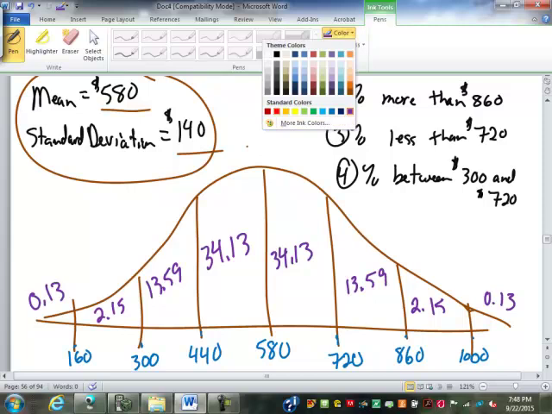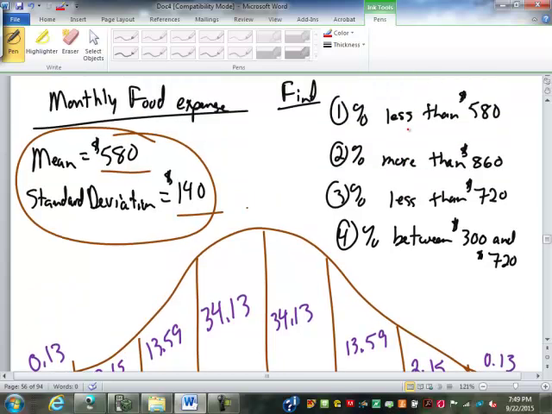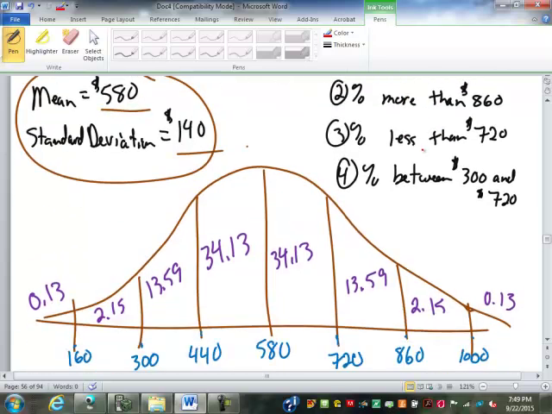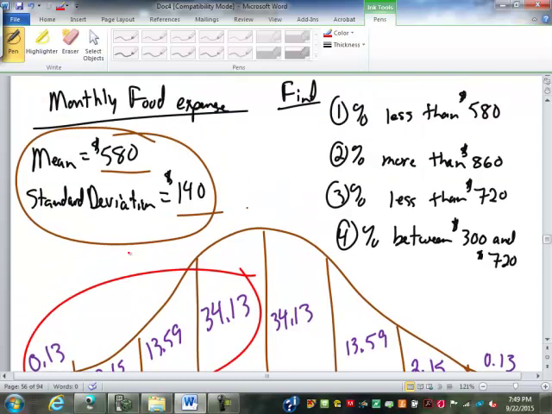But anyway, so for number 1, less than 580. Well, 580 is the mean, so the percent that would be less or greater than that would be what? Less than 580 would be these percents, and it should add up to 50%. The mean should always cut the data in half. There should always be half less and half more. So 50% less, 50% more.